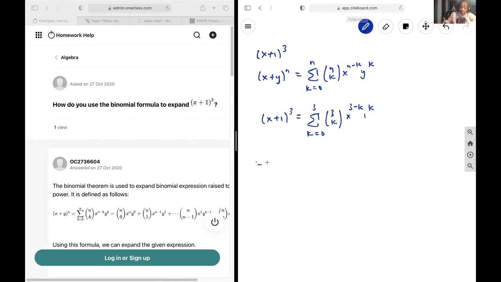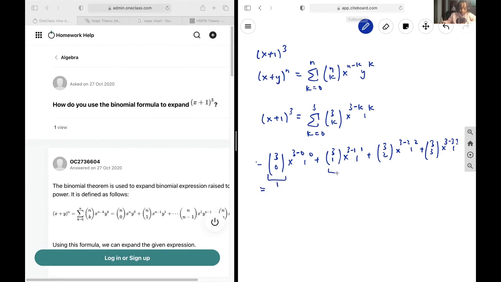If we actually write that out, let's start with k is equal to 0. So 3 choose 0, x to the power of 3 minus 0, 1 to the power of 0, plus, next up, k is equal to 1, 3 choose 1, x to the power of 3 minus 1, 1 to the power of 1. Next up, k is equal to 2, 3 choose 2, x to the power of 3 minus 2, 1 to the power of 2. Last, we have k is equal to 3, so 3 choose 3, x to the power of 3 minus 3, 1 to the power of 3. 3 choose 0 is going to give us 1, 3 choose 1 is 3, 3 choose 2 is 3, and 3 choose 3 is going to be 1.